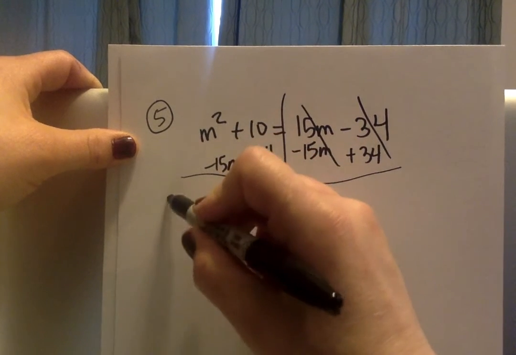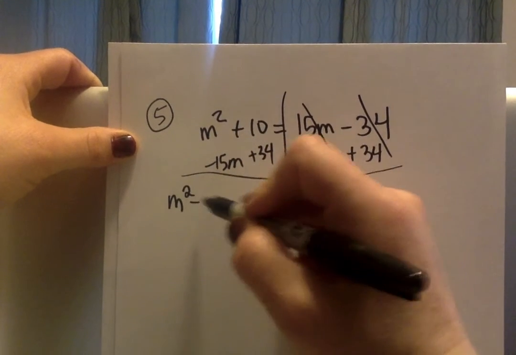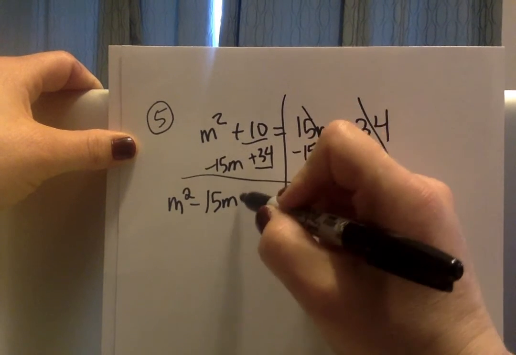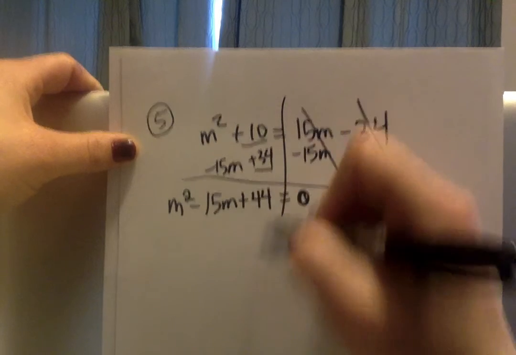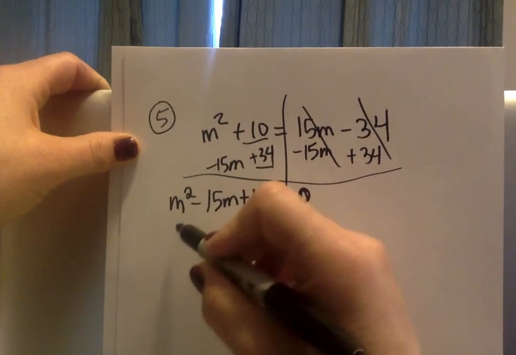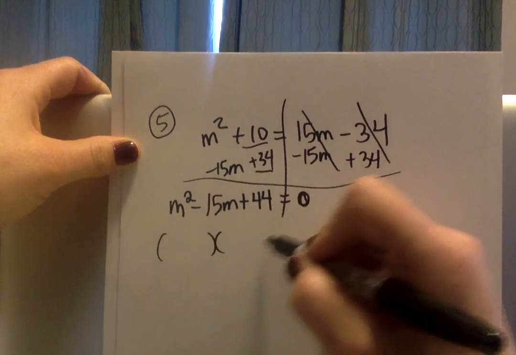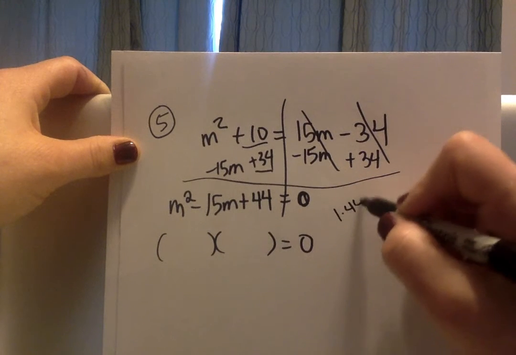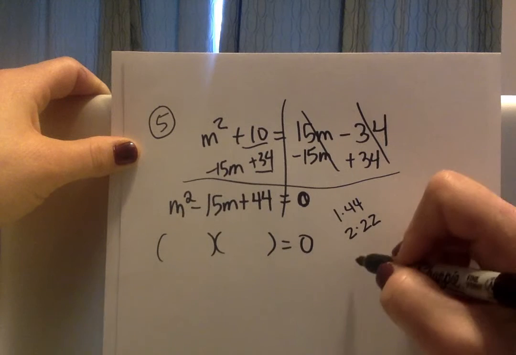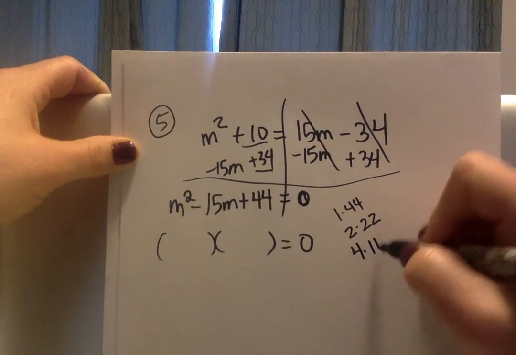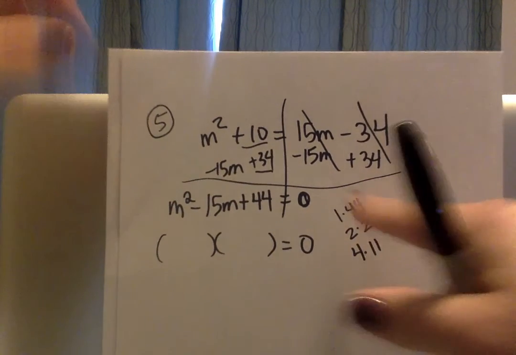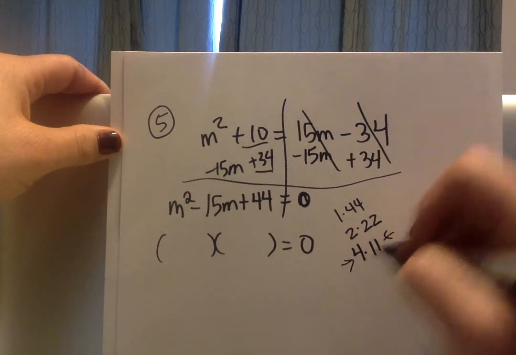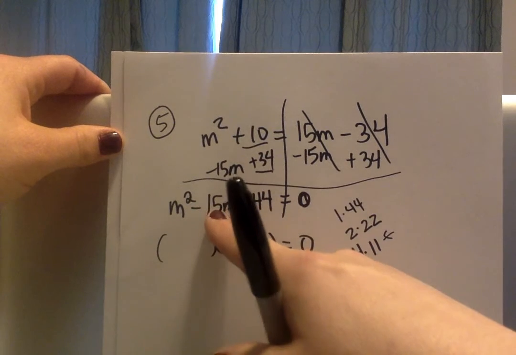M squared, there's no other like term, so we just do m squared. Take away 15m, that doesn't have another like term, but 10 and 34 are like terms, so we have plus 44. Okay, so now we have to factor this. So factors of 44, we have 1 and 44, we have 2 and 22, 3 doesn't go in there, 4 and 11, and we can stop there. 4 and 11, they add up to give you 15.